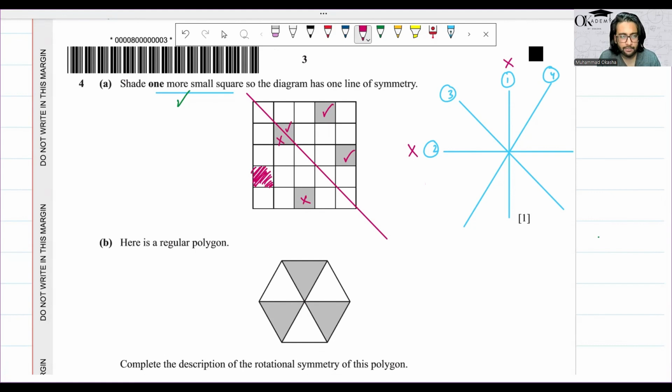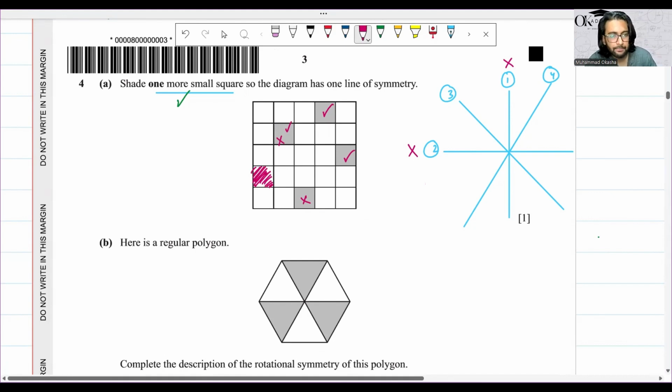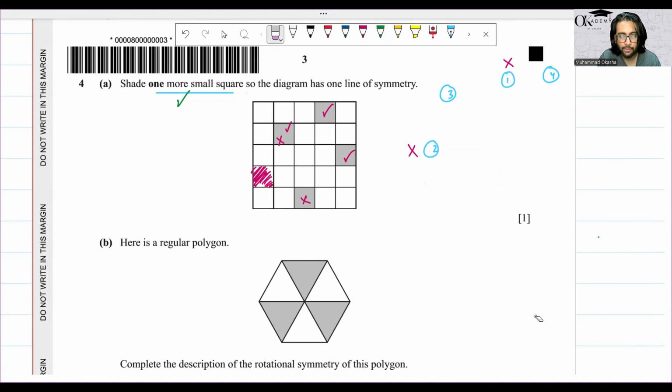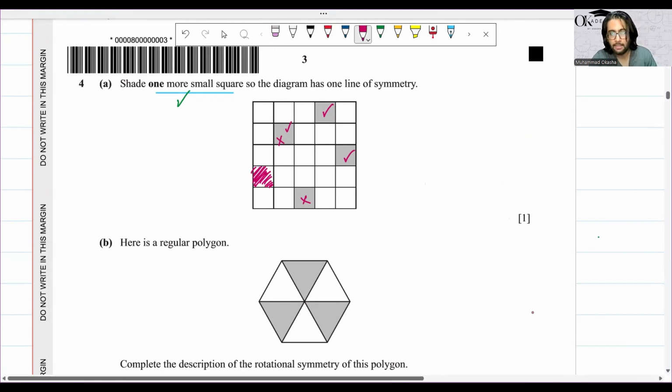You don't have to draw the line of symmetry because you're not required to. You can take it off if you want to. Even if it's drawn, it doesn't matter. But my line of symmetry is the diagonal one. You only are required to show the shading, not the line of symmetry. Okay, let's move on to the next.